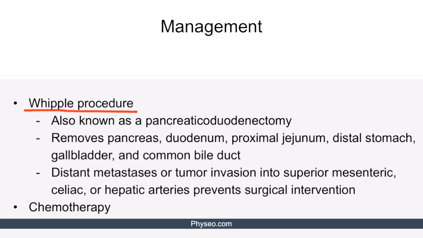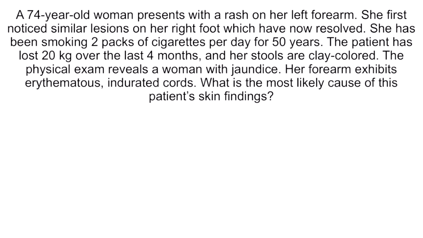However, if patients have distant metastases or invasion of the superior mesenteric, celiac, or hepatic arteries, they'll not be candidates for surgical intervention. This is due to the fact that in patients with disease limited to the pancreas, the benefits outweigh the risks of a complicated surgery such as the Whipple procedure. However, in patients with extensive disease, the benefits no longer outweigh the risks of this complicated procedure. Patients may require adjuvant chemotherapy in addition to their surgery, or may receive chemotherapy alone as treatment if they're not surgical candidates.